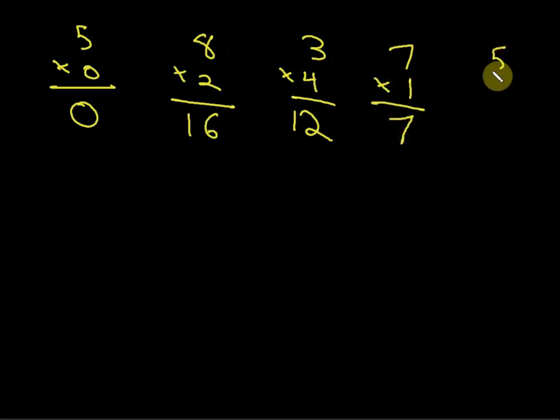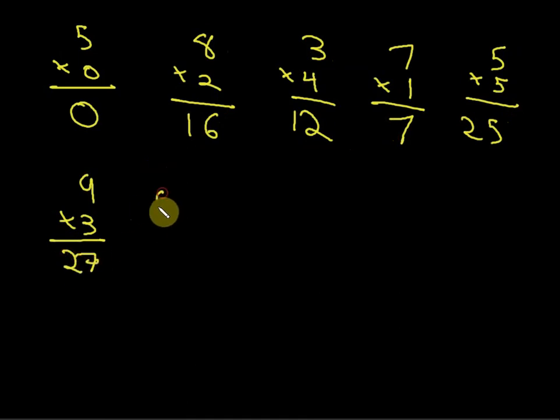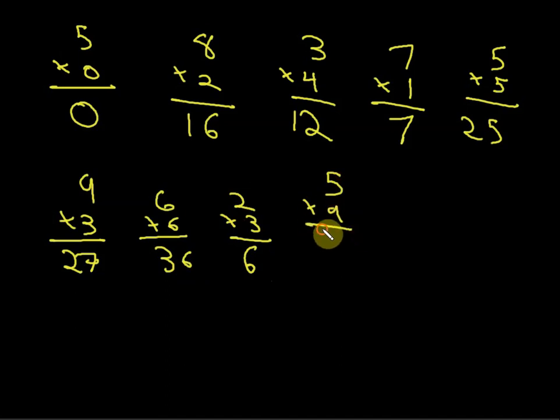We have 5 times 5, which is 25. We have 9 times 3, which is 27. We have 6 times 6, which is 36. We have 2 times 3, which is 6. We have 5 times 9, which is 45. We have 0 times 4, which is 0.